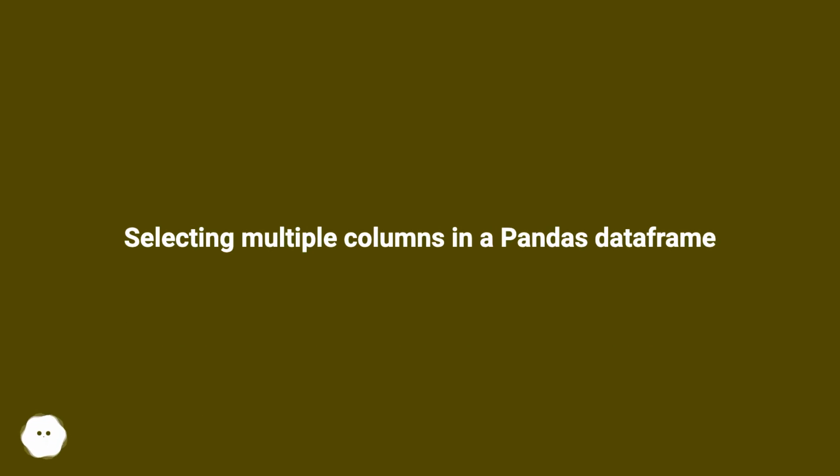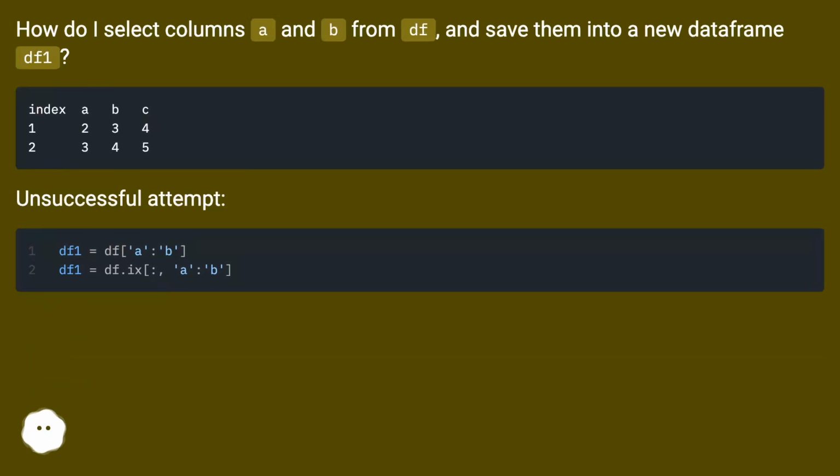Selecting multiple columns in a Pandas data frame. How do I select columns A and B from df and save them into a new data frame df1? Unsuccessful attempt.